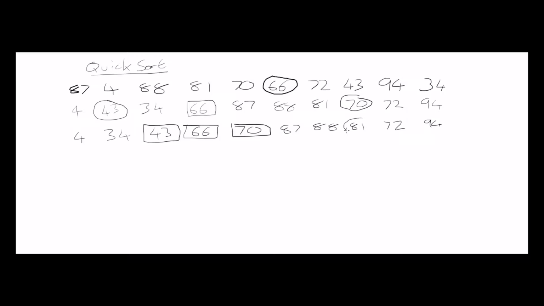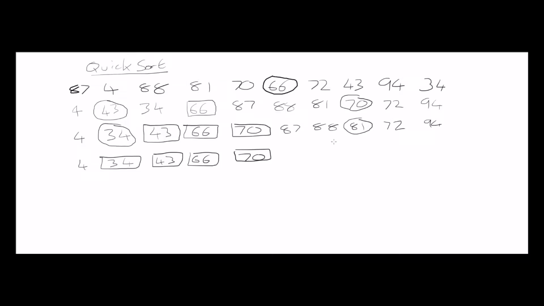So I'm going to pick two more pivots. I'm going to pick 81 as my pivot on this hand side because it's in the middle. I'm going to pick 34 because it's on the right, and I've picked the right hand side number for my other pivots where there's an even number of numbers. And I can see here that this bit's already in order, so I can just write 4, 34, 43, 66, 70.